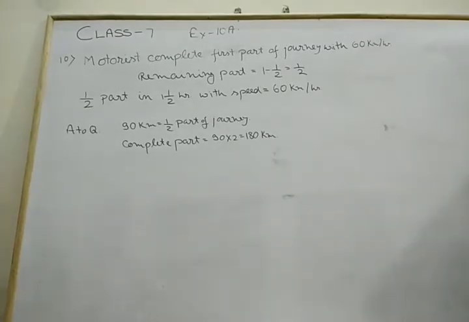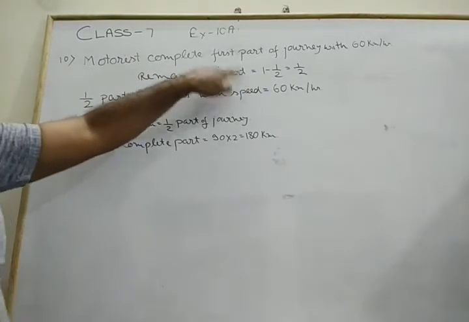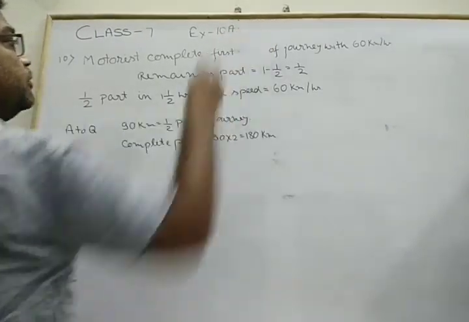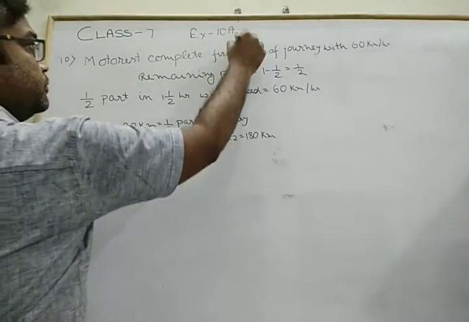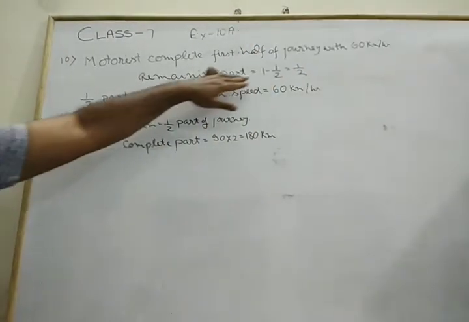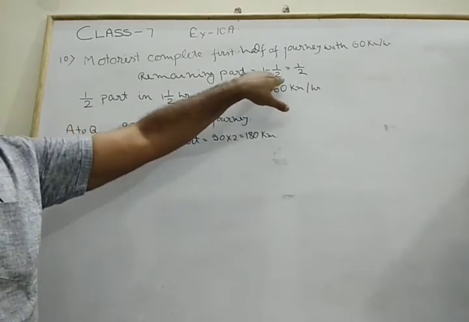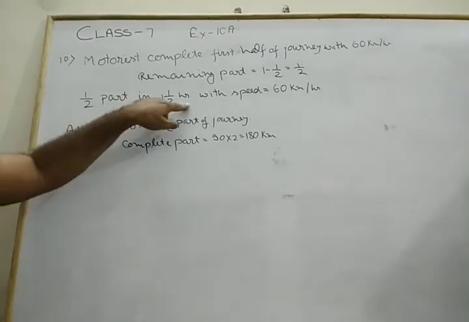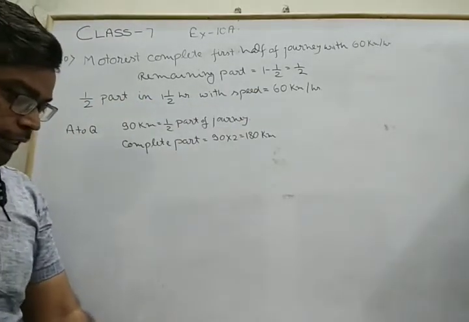So students, in question number 10, it says that a motorist completes the first part of the journey with a speed of 60. First part means first half of the journey with 60 km per hour, and the remaining part equals 1 minus that half part. That half part is completed in 3/2 hours with a speed of 60 km. It is given to you.